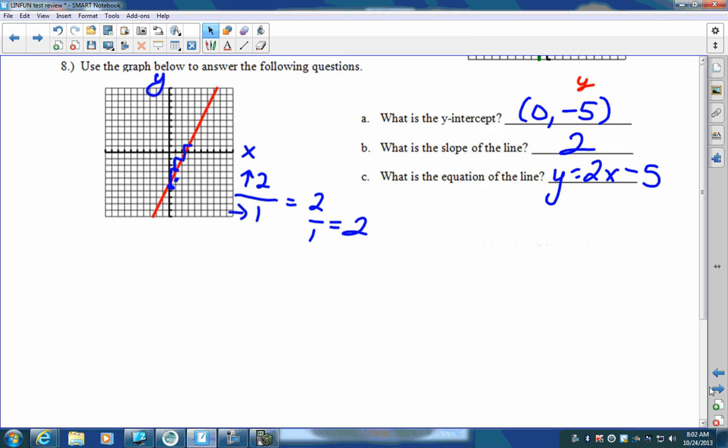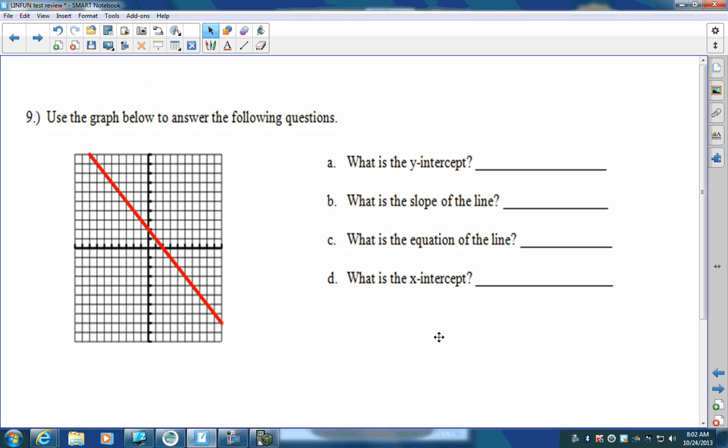All right, the next one. It says the y-intercept. Now remember, I've got x and y. This one says the y-intercept, so I'm going to go find my y-intercept right there. Y-intercept has a number in the y spot.